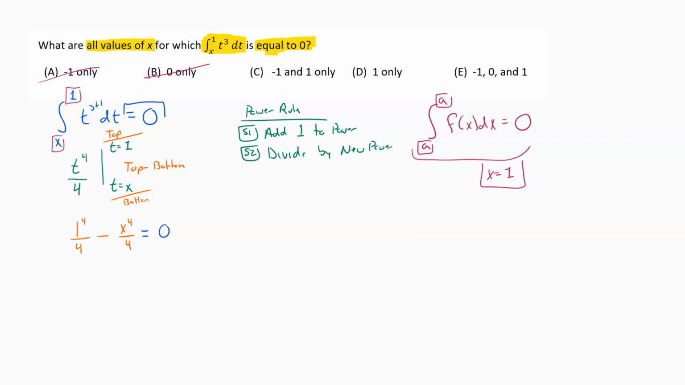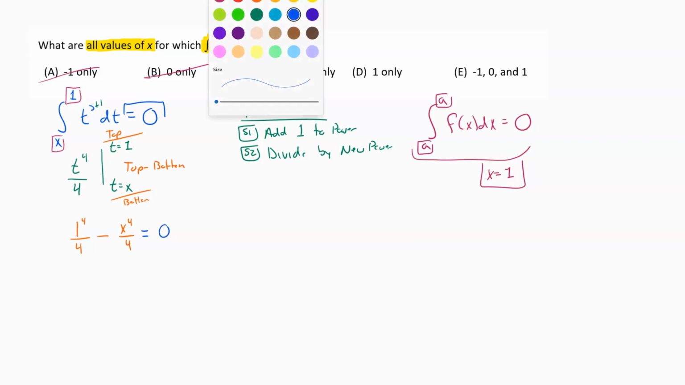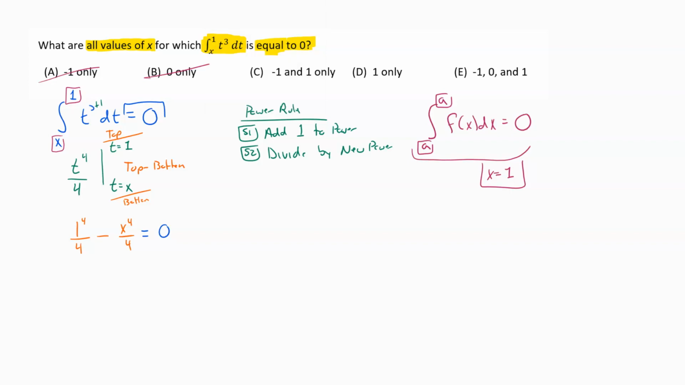Now I just have an algebra problem in front of me that I need to solve. First I'm going to add this x to the 4th over 4 to the other side. I always like to make things positive whenever possible. I hate the negatives. Then I can quickly clean up: 1 to the 4th would just be 1. That needs to equal x to the 4th over 4. Then we'll isolate that x term by multiplying both sides by 4. The 4's on this side cancel out, and that leaves me 1 equals x to the 4th.